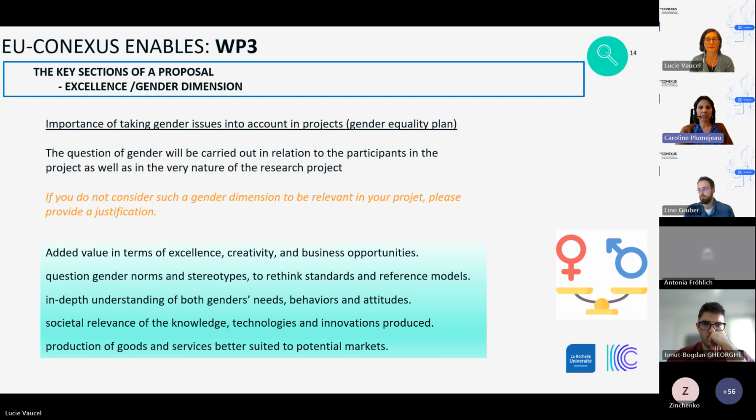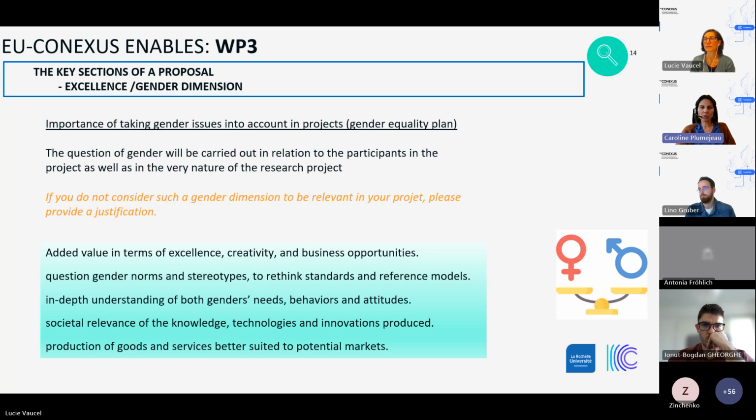One of the other subsections of this part is about the gender dimension. It is important to take into account the gender issue in the project as well as in relation to the participants in the project or in the very nature of the research project. And if you do not consider the gender dimension to be relevant in your project, you must provide a justification.